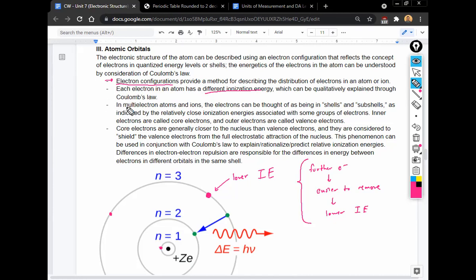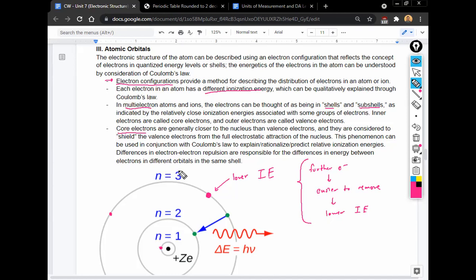Now, atoms with multiple electrons, that's what multi-electron means, we can think of them as having shells and subshells. We'll talk about shells and subshells in a second. But when they are in the same shell, they have similar ionization energies. And then there's a term called core electrons. Core electrons are basically all the electrons that are not valence. If you remember valence, valence are the electrons on the outside shell. Anything that's not on the outside shell is considered a core electron.